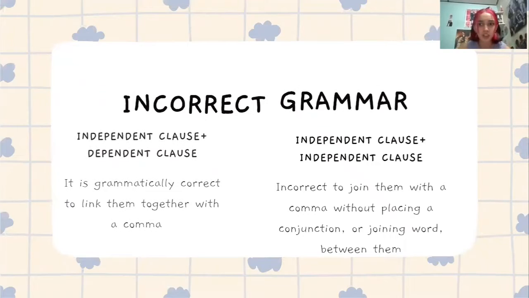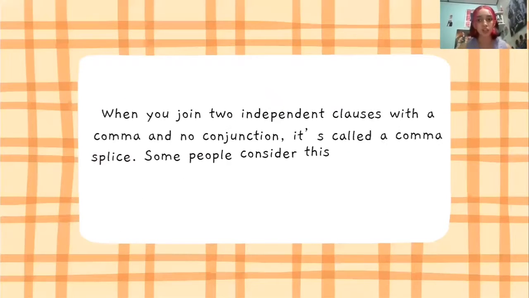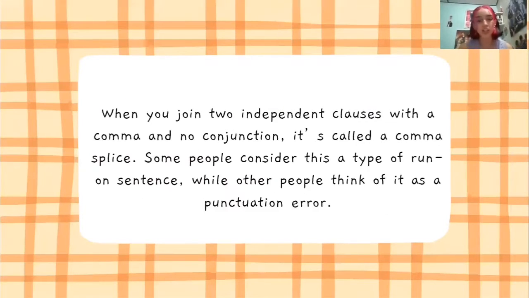But you may wonder, why is it incorrect? Because for me, I would think it's correct. But when you join two independent clauses with a comma and no conjunction, it's called a comma splice, as I already mentioned. The problem with this is that some people consider this a type of run-on sentence, while other people think of it as a punctuation error.